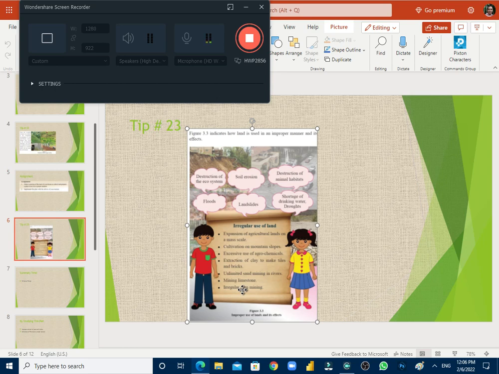Destruction of the ecosystem, soil erosion, destruction of animal habitats, floods, landslides, shortage of drinking water, droughts. Figure 3.3 indicates how land is used in an improper manner and its effects. I mean harmful effects. Figure 3.3. Improper use of land and its effects.